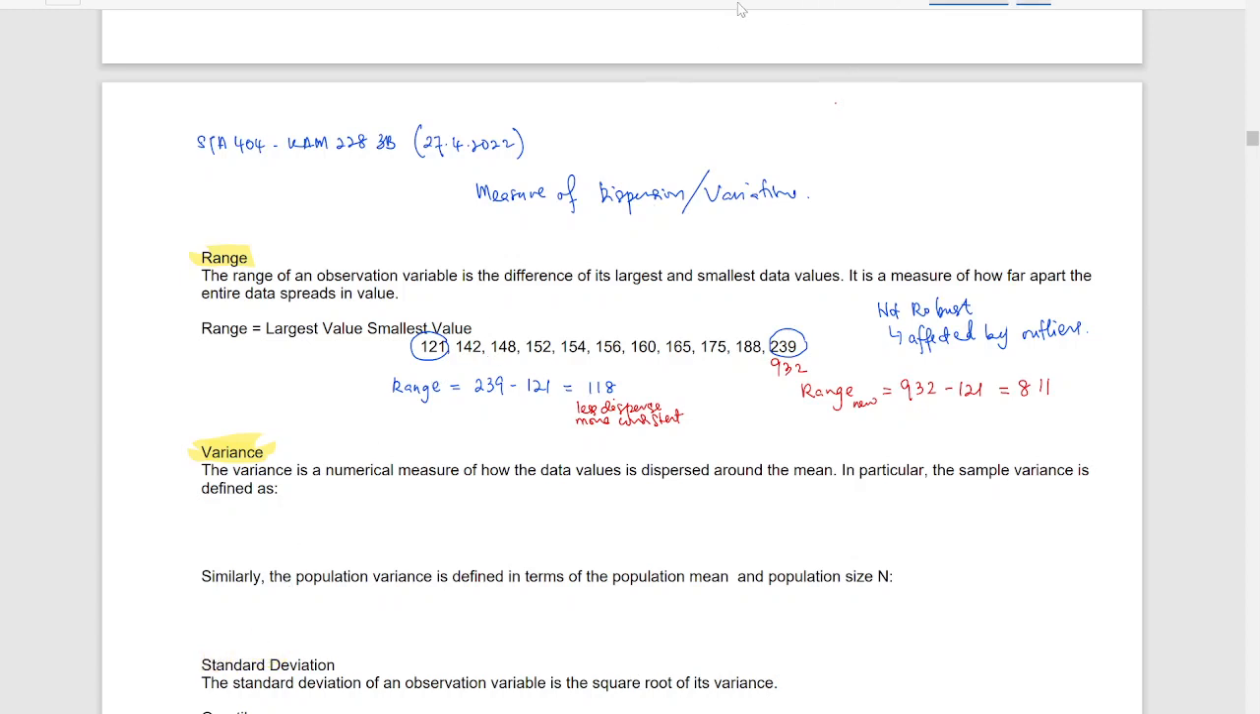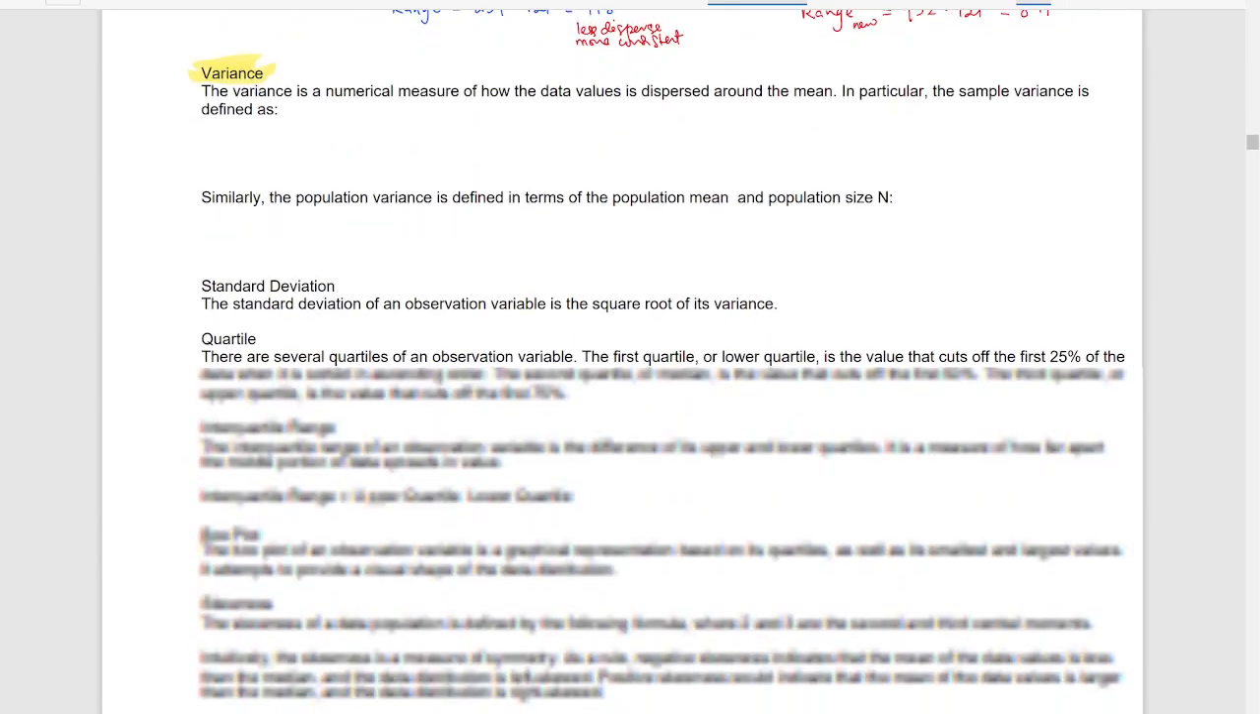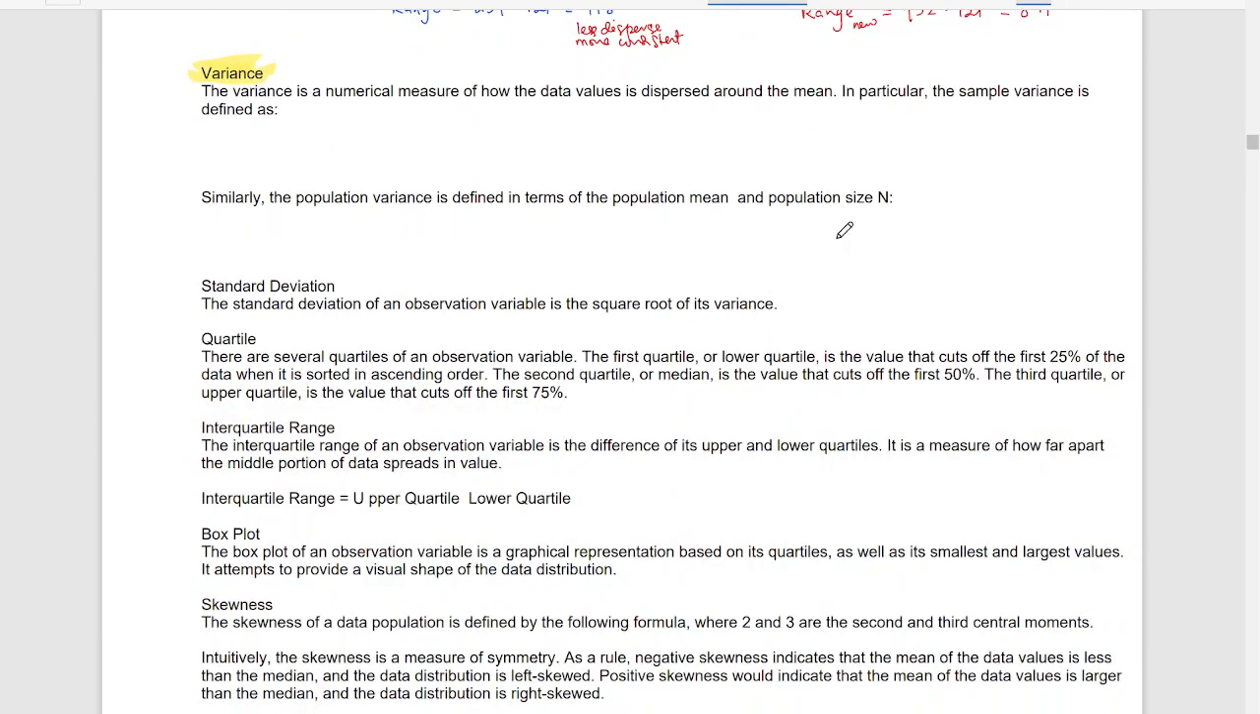Okay, what is variance? In this situation, it says here the variance is a numerical measure of how the data values are dispersed around the mean. Dispersed around the mean. Tadi kita just tengok dispersion, dia tidak ada dia punya reference point. It doesn't have a reference point. But for variance, it has a reference point, where the reference point used in variance is the mean value.